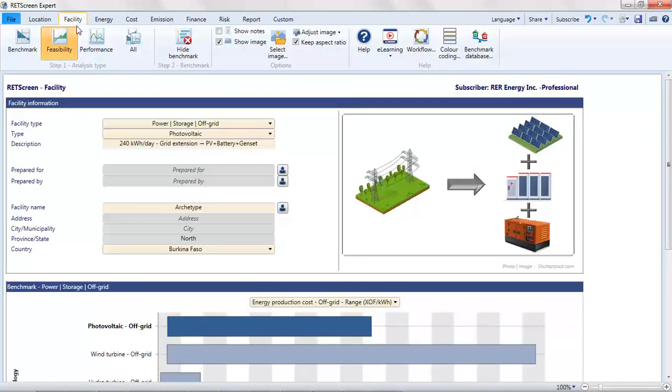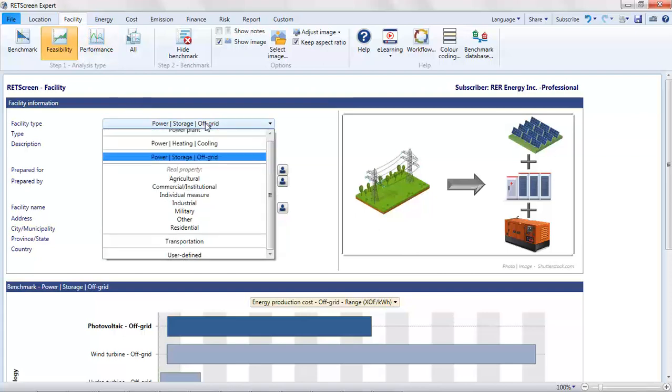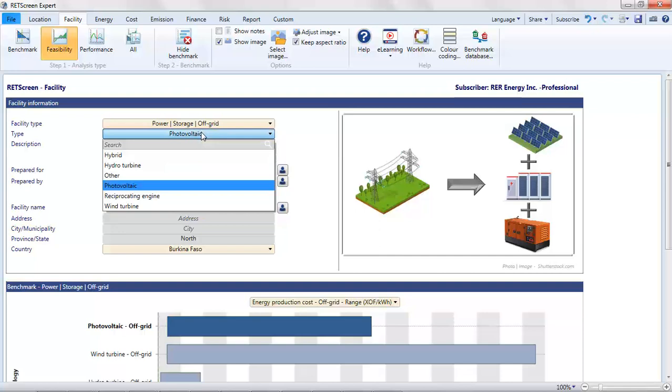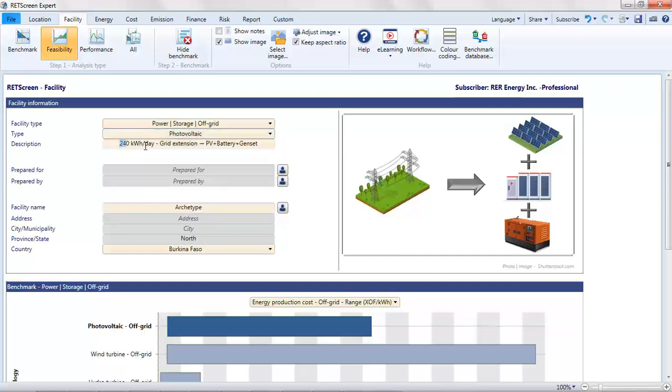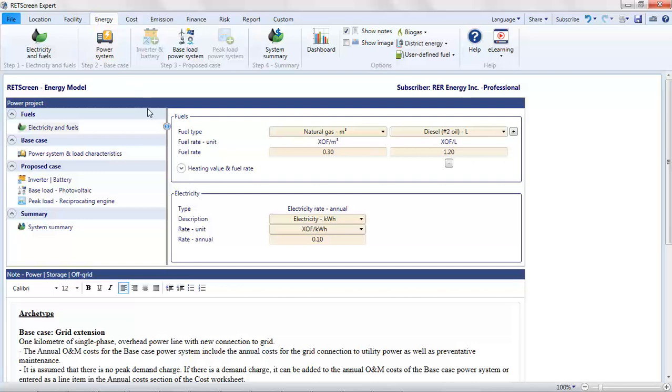On the Facility worksheet, Power, Storage, Off-Grid is selected. The type is photovoltaic, and the archetype is for a 240 kilowatt hour per day load. RETScreen is configured for a feasibility study. On the Energy worksheet, we'll start by adjusting the cost of electricity and diesel fuel.